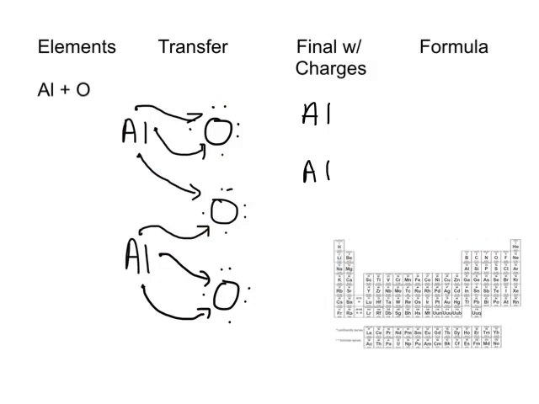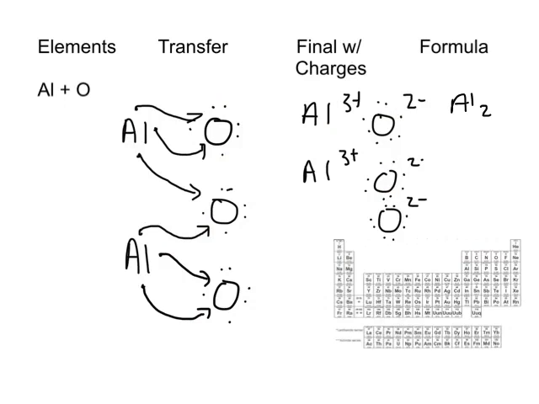2 aluminums, no dots. They each gave away 3, so they have a +3 charge. 3 oxygens, each with 8 dots. And a 2 minus charge. And my charges do cancel out. I have a +6 and I have a -6, so that cancels. In my formula, I had to use 2 aluminums and 3 oxygens.